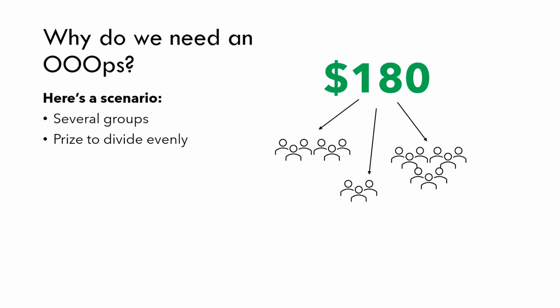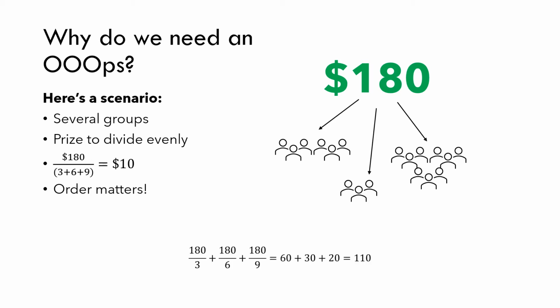It makes sense to first add up the total number of people and then divide the $180 by that total, 18. Here's what that looks like as an equation. Now, if we didn't use that order of operations to evaluate this, we wouldn't split the money fairly. For example, if we divided 180 by 3, 6, and 9 separately and then added those totals, we'd get 110 with $70 left over.